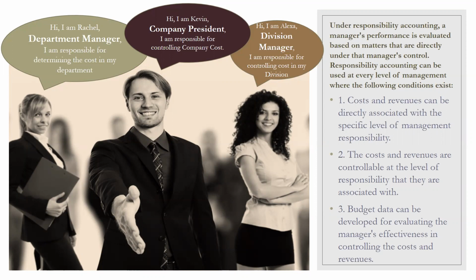Another condition is the costs and revenues are controllable at the level of responsibility that they are associated with. For example, Kevin here is the company president and he is responsible for controlling the company cost. Another condition is budget data can be developed for evaluating the manager's effectiveness in controlling the costs and revenues. Just like Rachel, she is the department manager and she is responsible for determining the costs in her department.